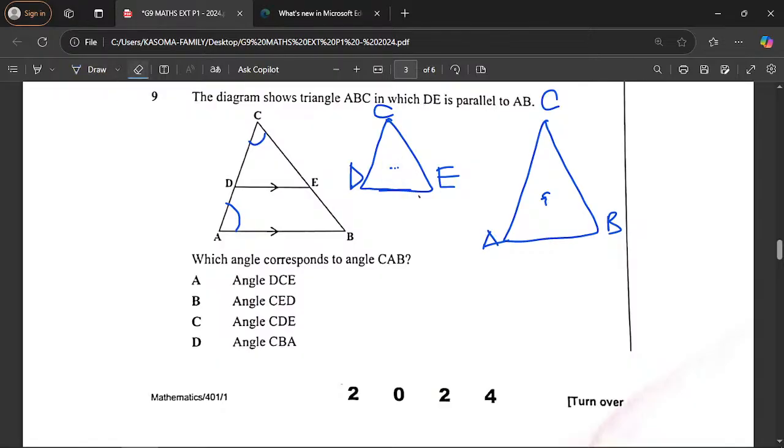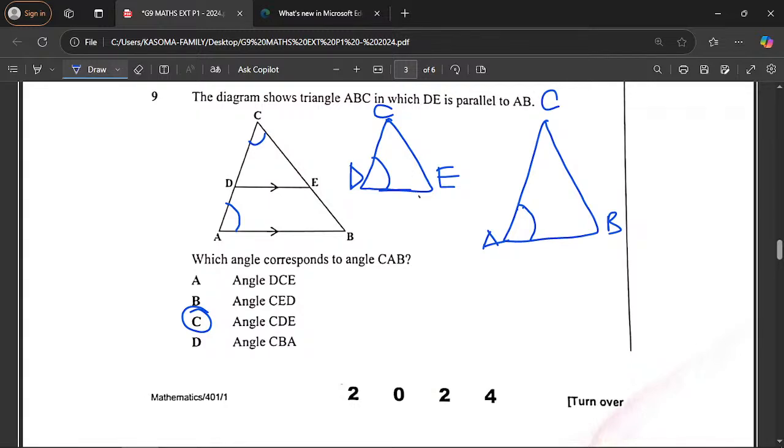Now our question is which angle corresponds to the angle CAB? So CAB is this one here. Now which angle corresponds with CAB? Which angle is here? That is angle CDE. So which is the correct answer? It is C. I don't know if you have understood.